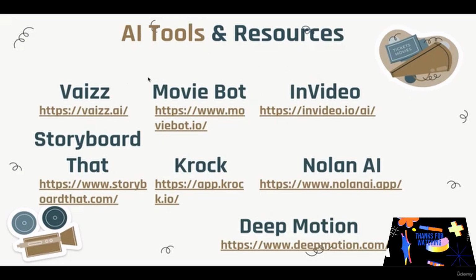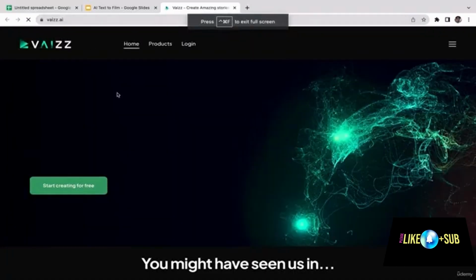So the first 3 tools, Faiz, MovieBot, and InVideo. These 3 tools are AI text to film generators, right? So all you need to do is type in any topic that you want, and then click generate. And in less than a couple of seconds, AI is going to automatically generate a full film for you, all right? So let's click on this link and it will take you here.